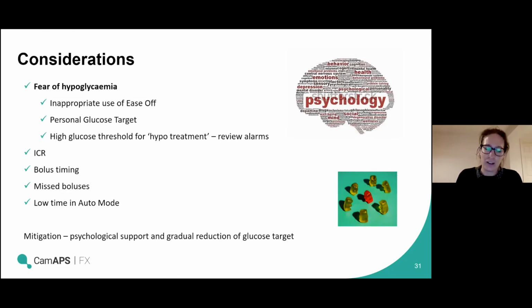As alluded to, some of the mitigation for this is to consider the psychological support and a really gradual reduction. The idea of bringing a target right down to 5 and saying, right, let's get cracking, is unlikely to work. Instead, build confidence and say, okay, let's bring it down, aiming for a mean glucose of 9. I still don't think you're going to run into problems with hypos because the variability is so low. So those are some strategies for managing these hyperglycemias.